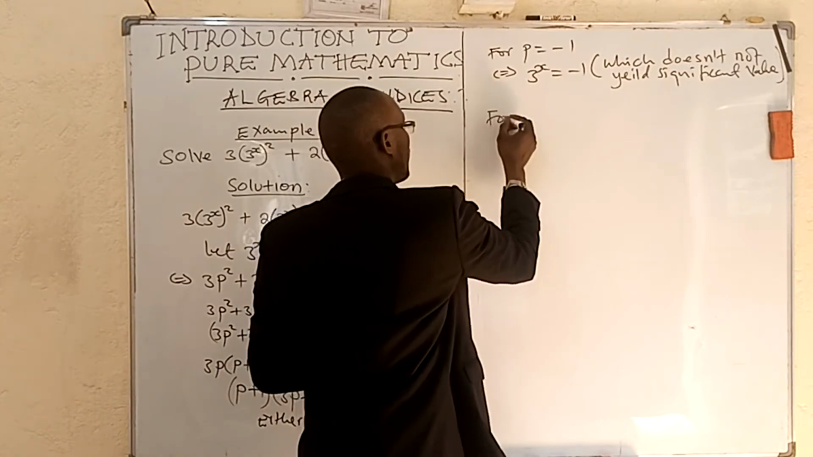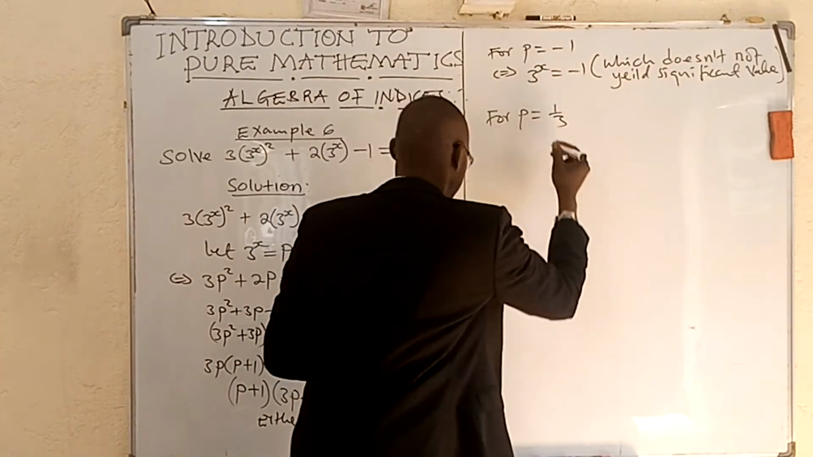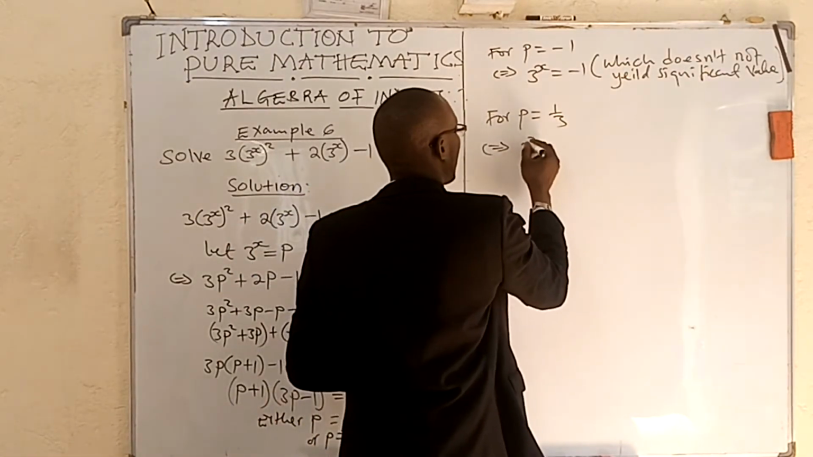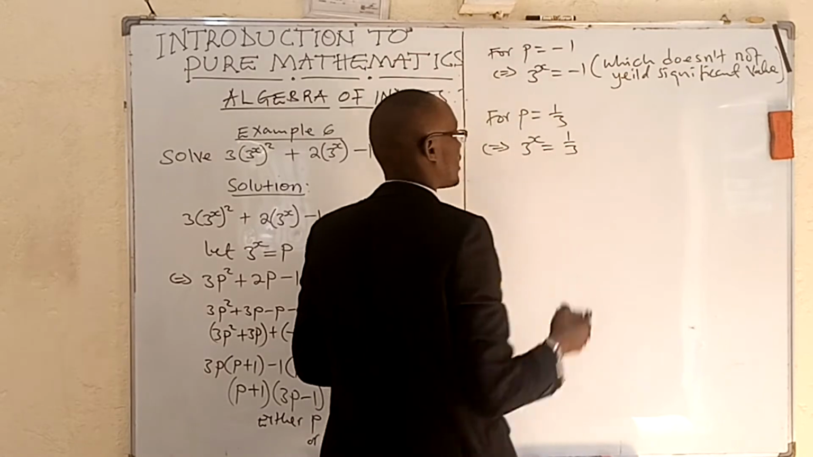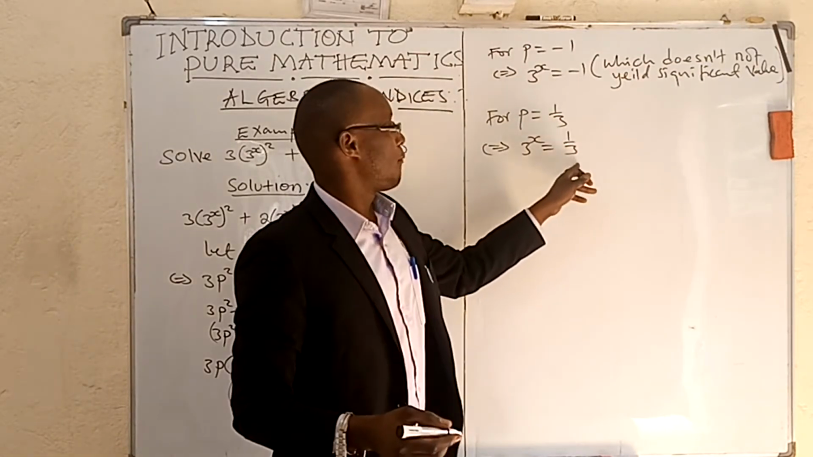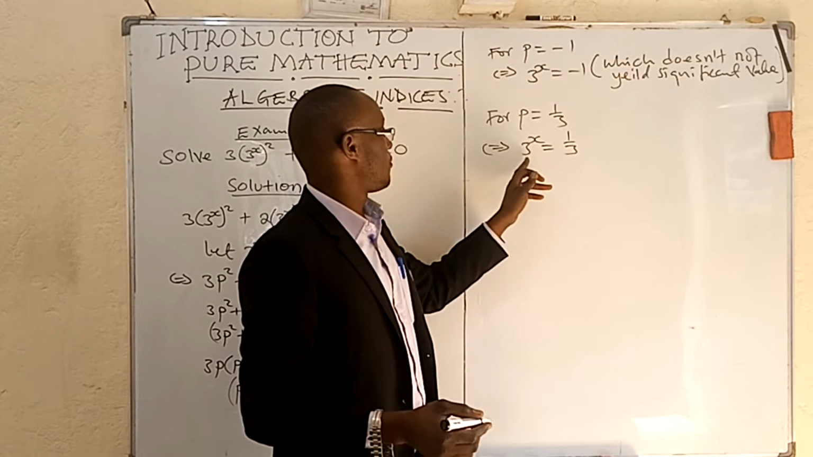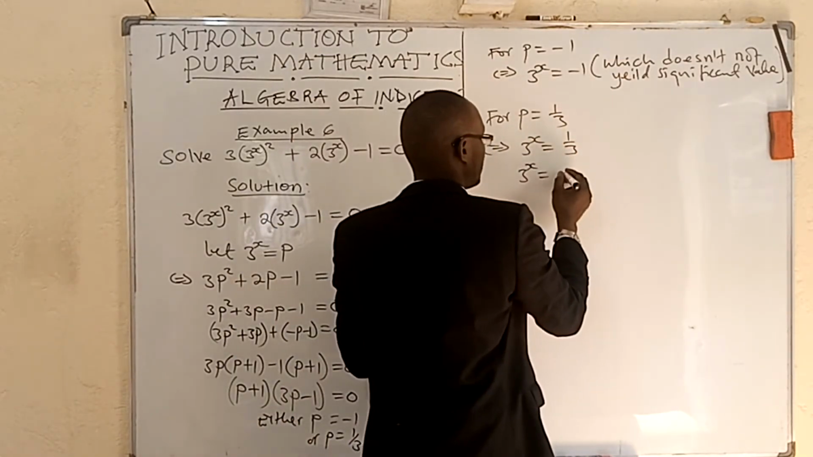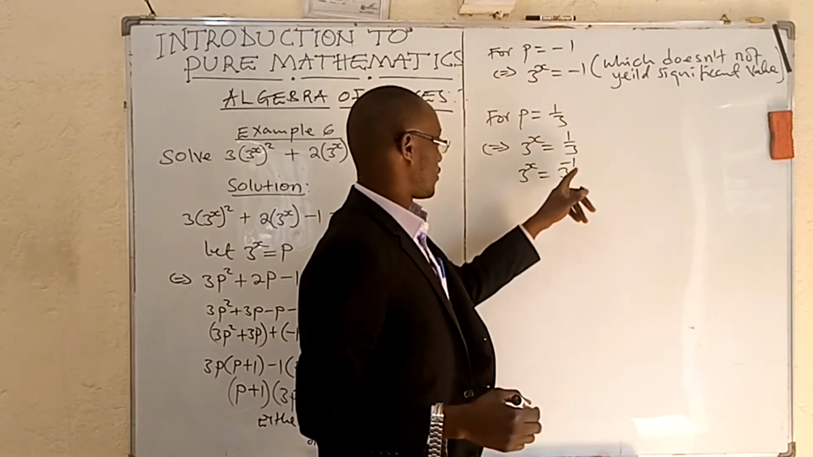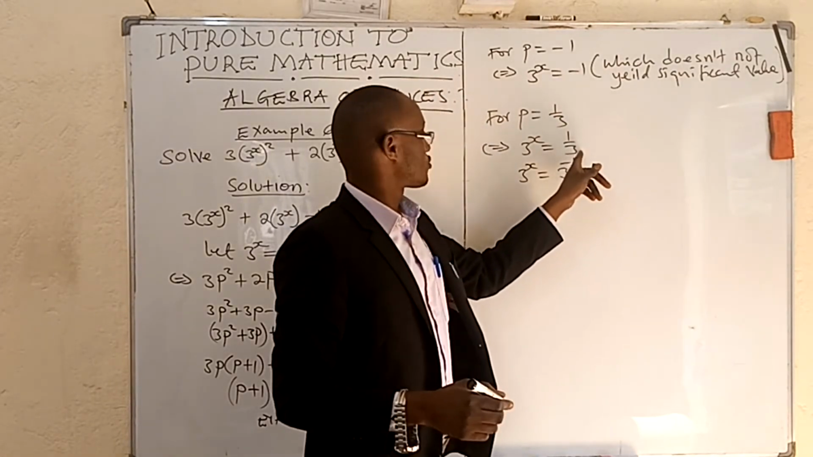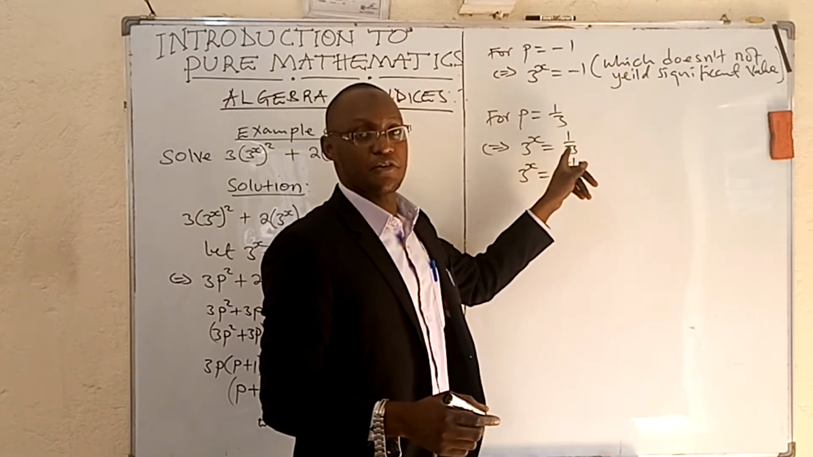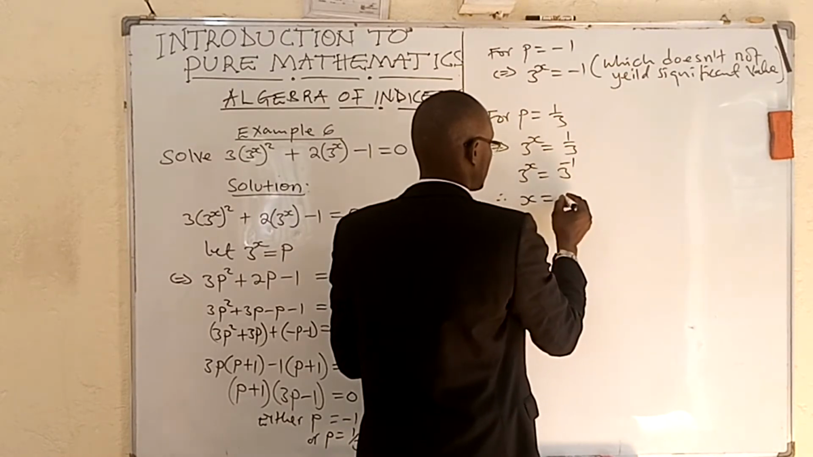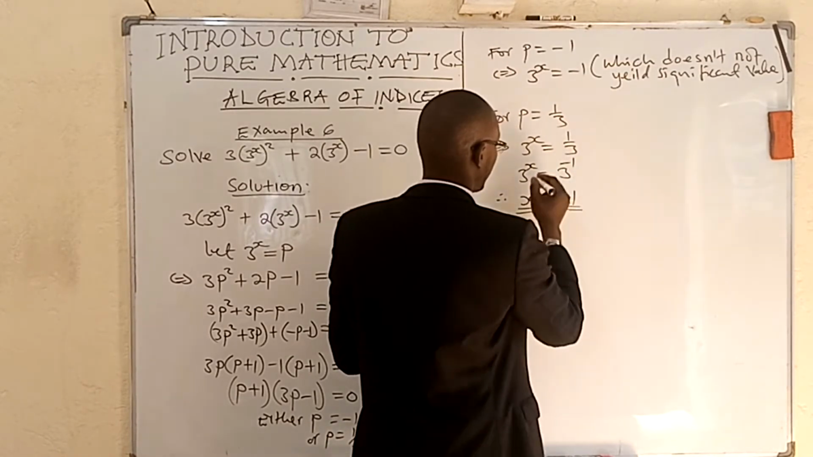Then for p is equal to a third, as we obtained it here, this implies that 3 power x is equal to a third. But this one can now be reversed in the form of 3 power, okay? So this is 3 power x, which now becomes 3 power negative 1, because the power of 3 is 1 here, so turning it to the original status will become 3 power negative 1. So therefore, x is equal to negative 1 if we look at the power.